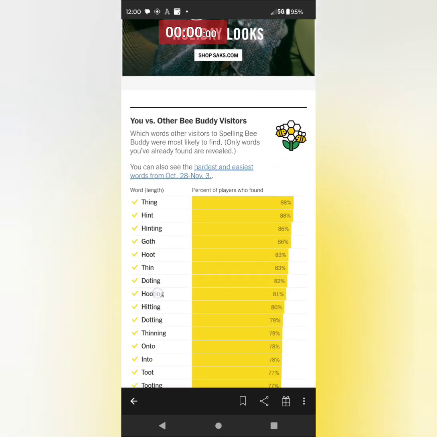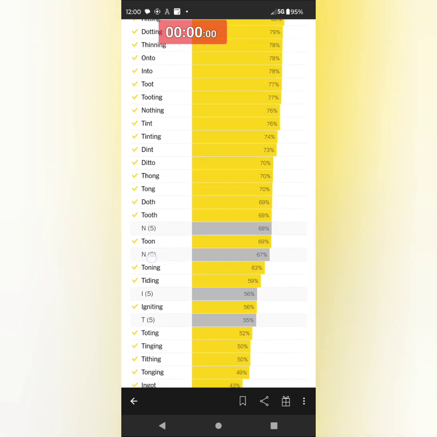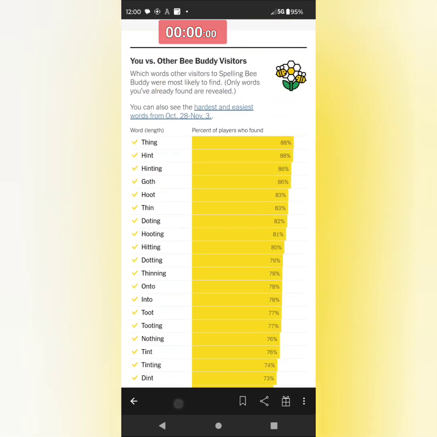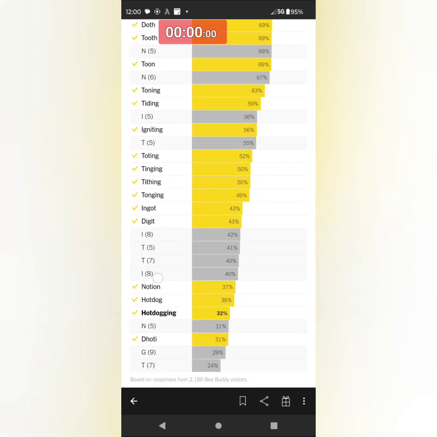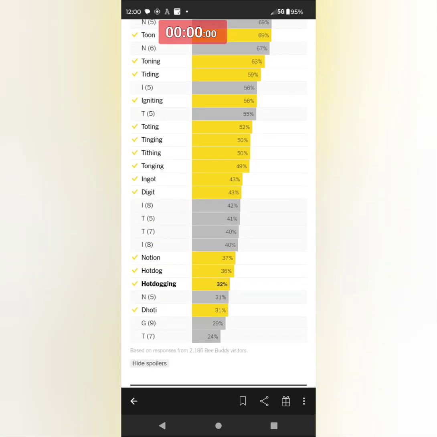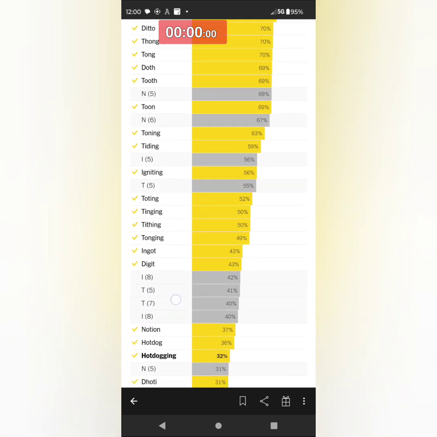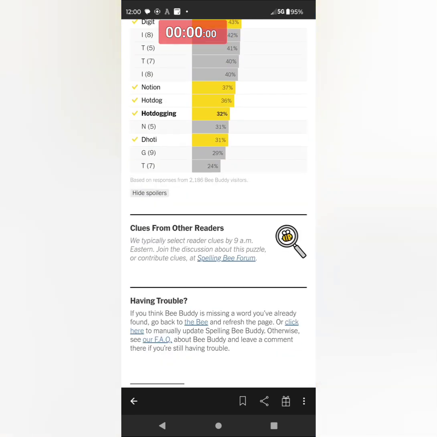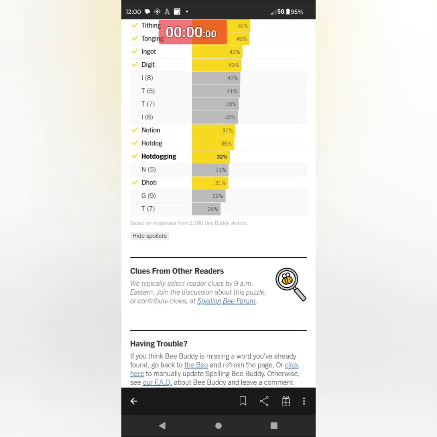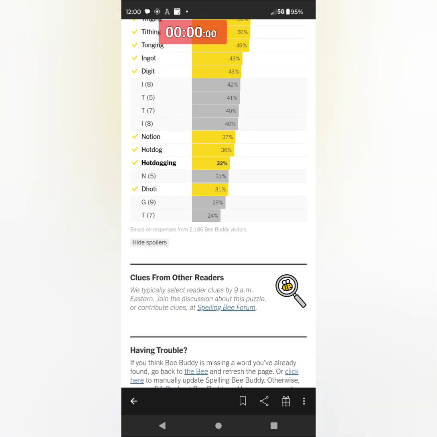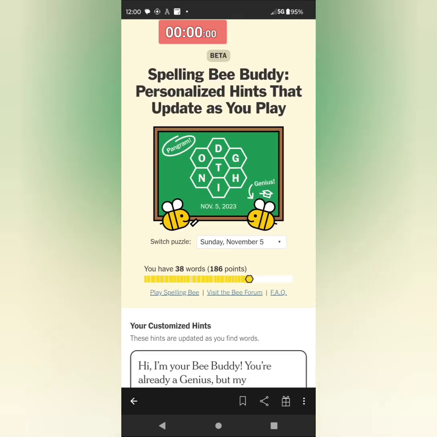Let's take a look at the stats. All the yellowed ones are the ones I've found, and the grayed ones are the ones I've yet to find, mostly towards the bottom, but some in the middle also. Oh, I'm surprised. It's noon, so they should have all the clues by now. Maybe I haven't refreshed it.